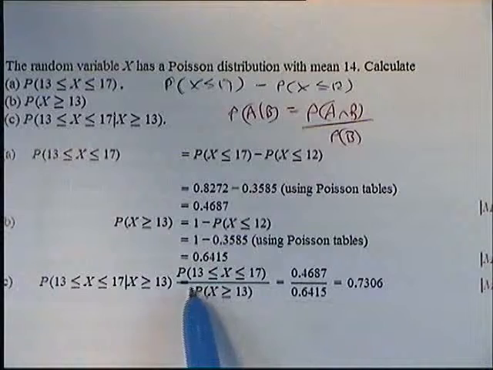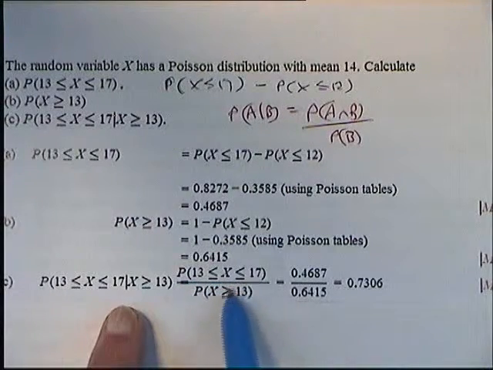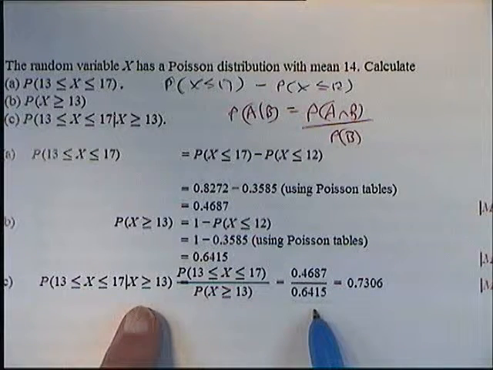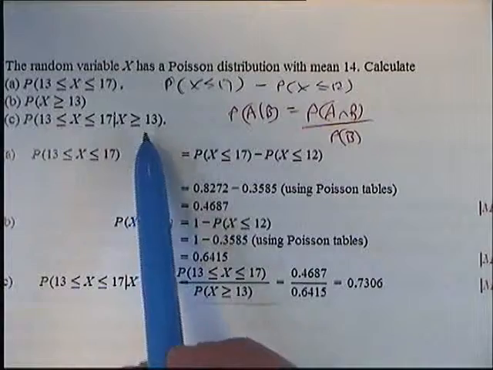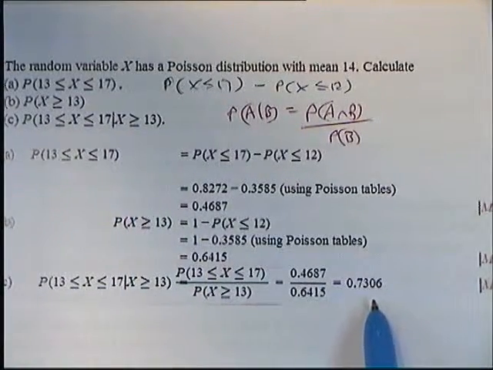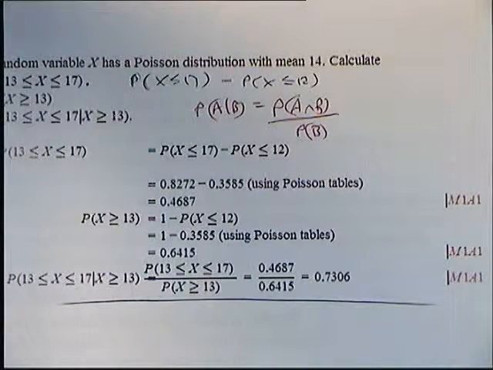So, they split it up like this. It's that first probability over that second probability. You have both of those answers already. It's because this bit here, greater than or equal to 13, is already included in here. And then you have your final answer. And again, that was a 2-mark part of the question. So there are 6 marks altogether on the first question.